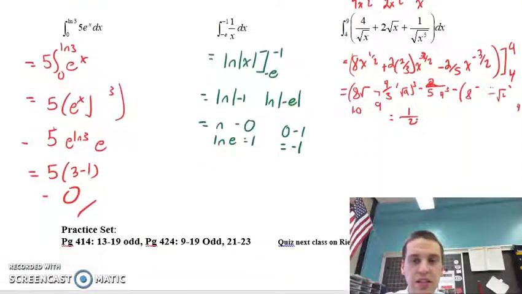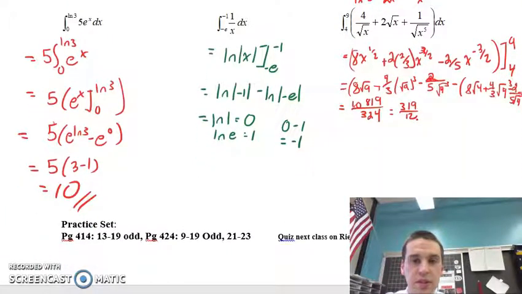And the last one, you could bring out the 5, ln of e to the ln. We're left with what the ln is. E to the 0 is 1. And with this one, calculator works the best.